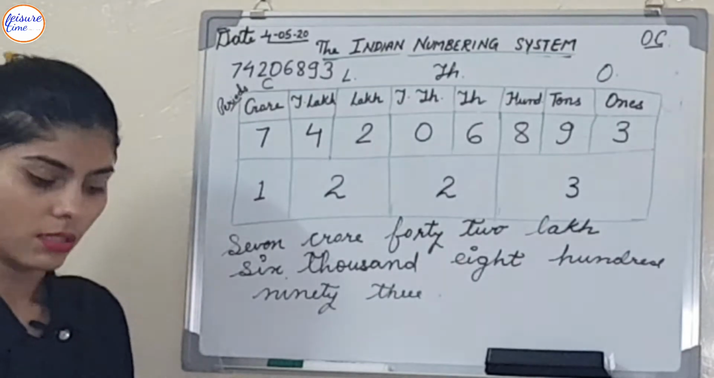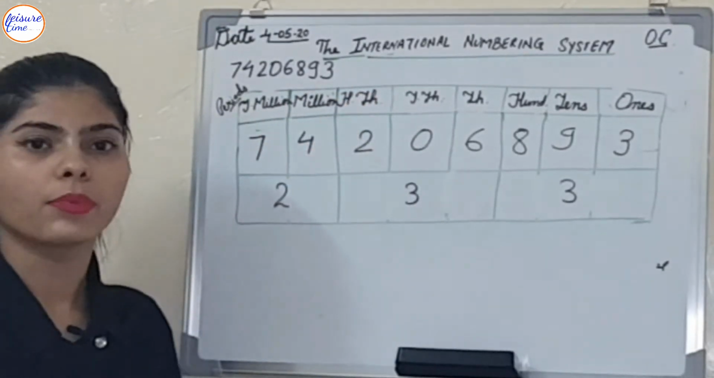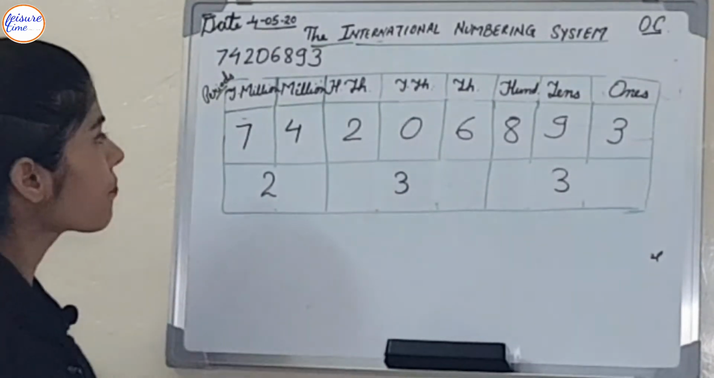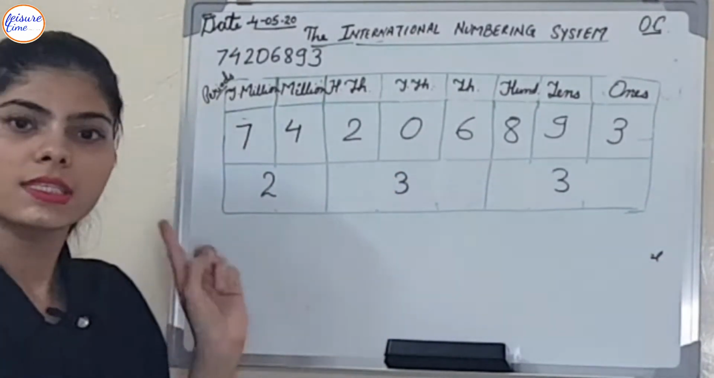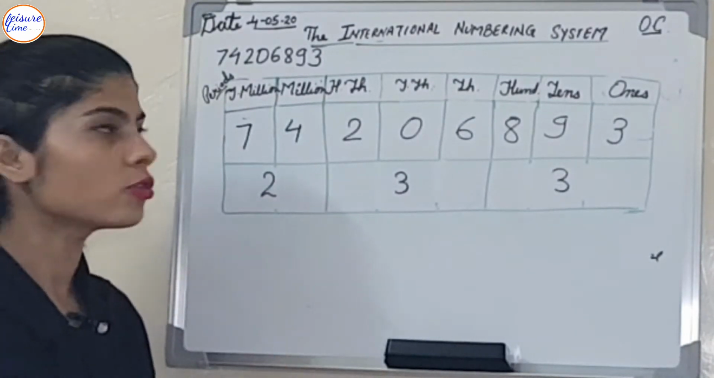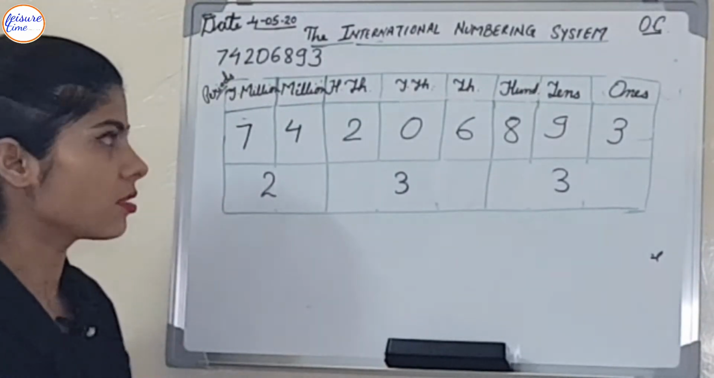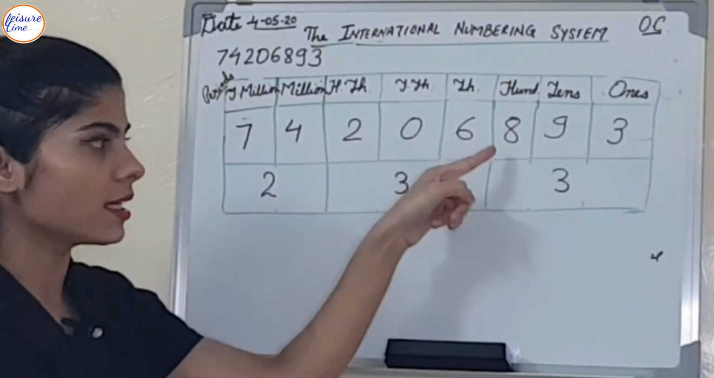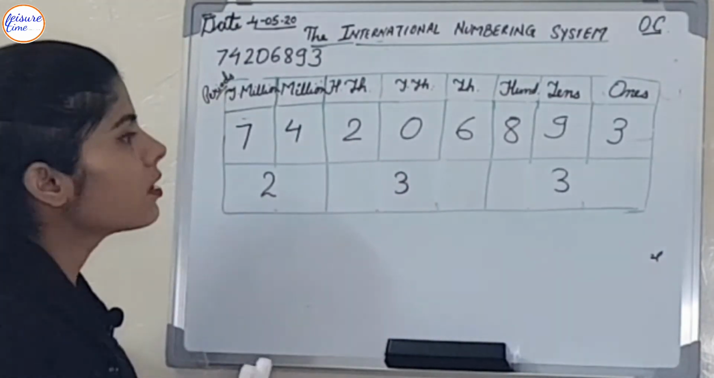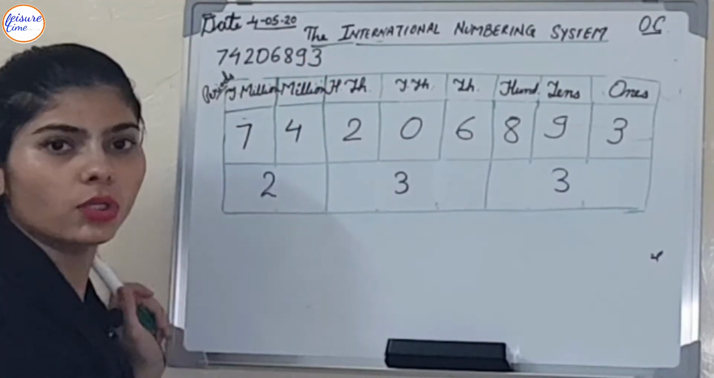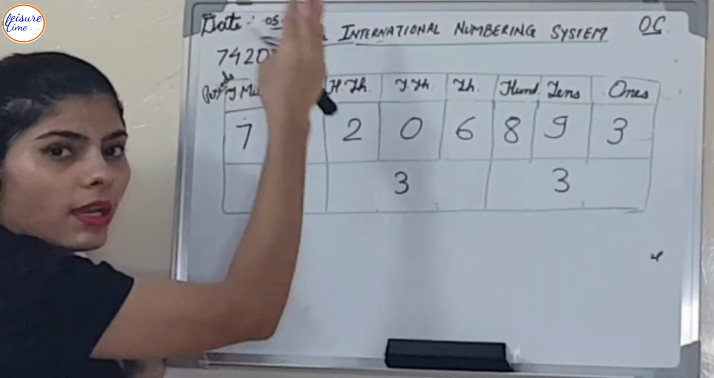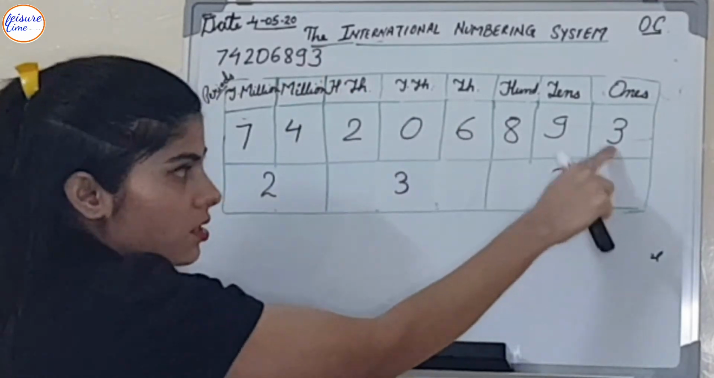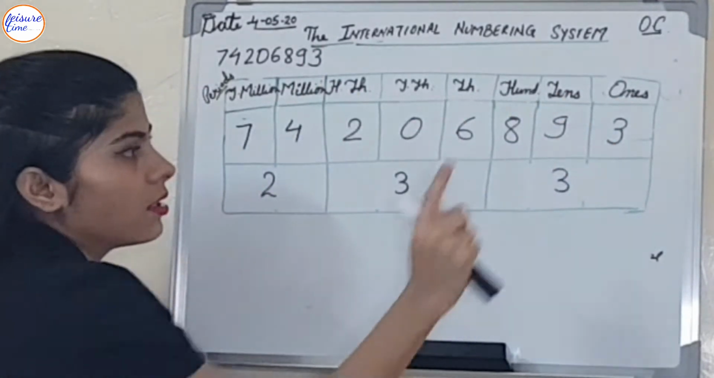Okay, clear? Now next is the international numbering system. I already made the table the same as the Indian system. I also took the same digits to explain the difference between the Indian and international systems. Here you can see the number 74,206,893, the same number I took. I already told you that we should always start from the right hand side. What is the digit on the right hand side? 3.